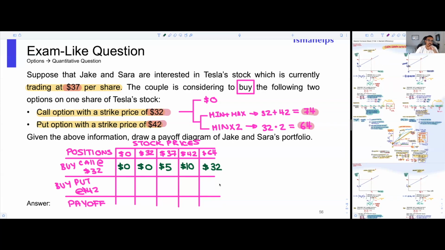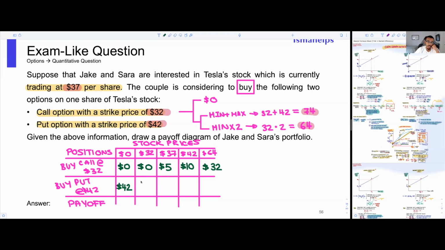So let's put that into practice. If you have a put option with a strike price of $42 and the stock price on the market is $0, what would you rather do? Would you rather sell somebody Tesla stock at $0? Would you rather sell them the stock at $42 when you know it's trading for $0, such that you would be making $42 more than what another person would make if they sold the stock? I think you're going to go with selling it at $42. So in this case, your payoff would be $42.